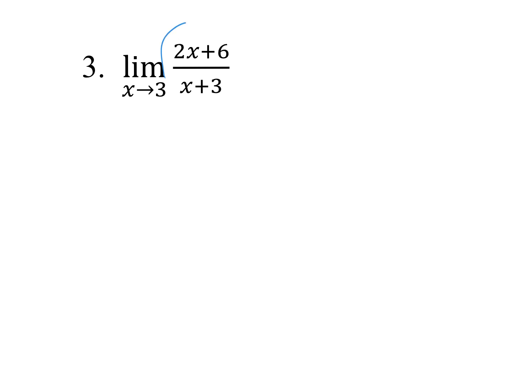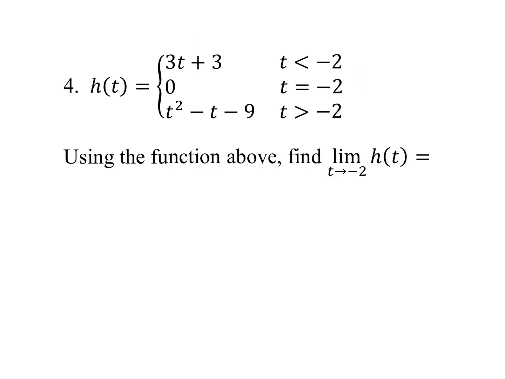When I plug in 3, what would I get on top? 12. What would I get on the bottom? 6. Can we be done there? Yeah. Totally. Could I end there or simplify it to 2? Sure. Those are the best. Have they put that question on the AP test? Sure have. Just plug it in. That's what we always start with. When we get 0 over 0, we shed a tear because we got to do more. Okay, last one.